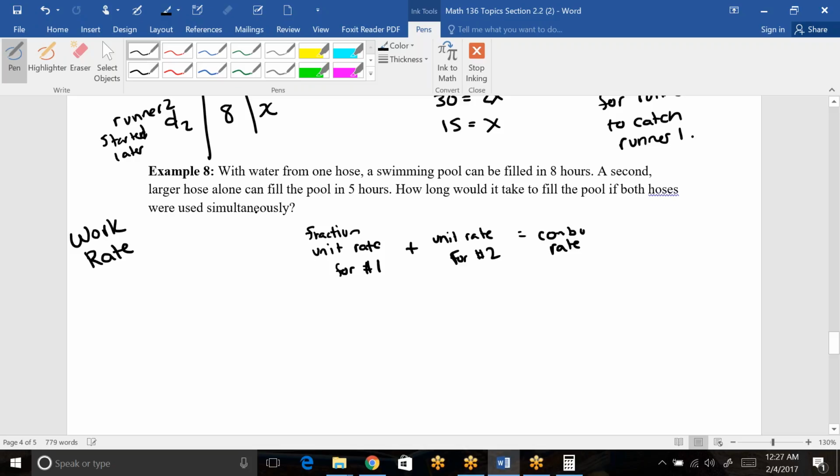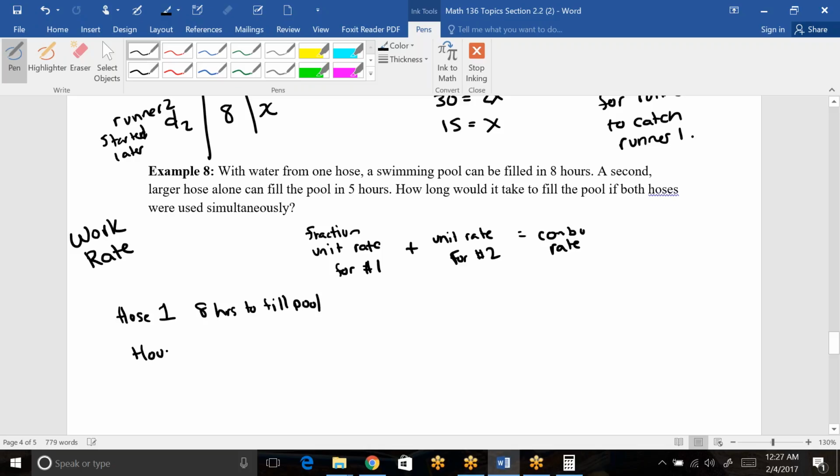So the situation we have to figure out is what are we going to measure our time in? So with water from one hose, a swimming pool can be filled in 8 hours. So hose 1 takes 8 hours to fill the pool.